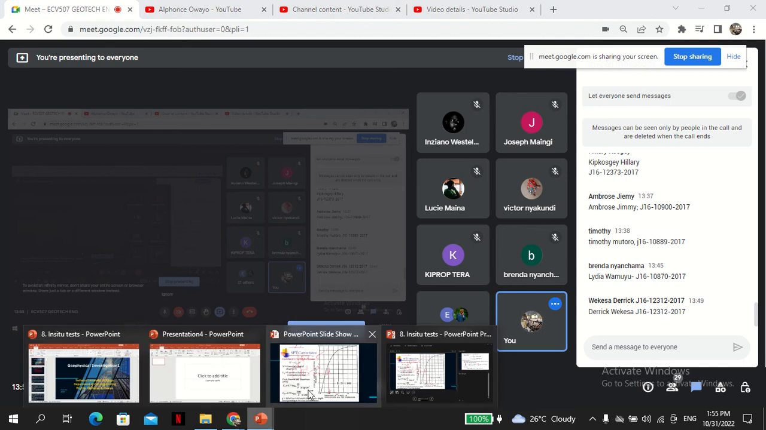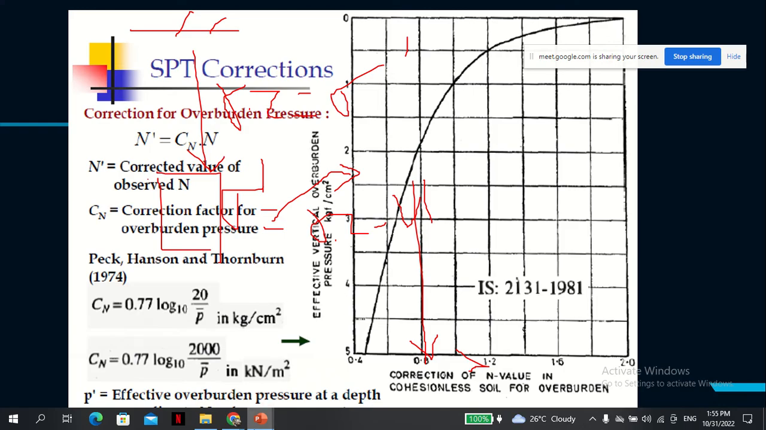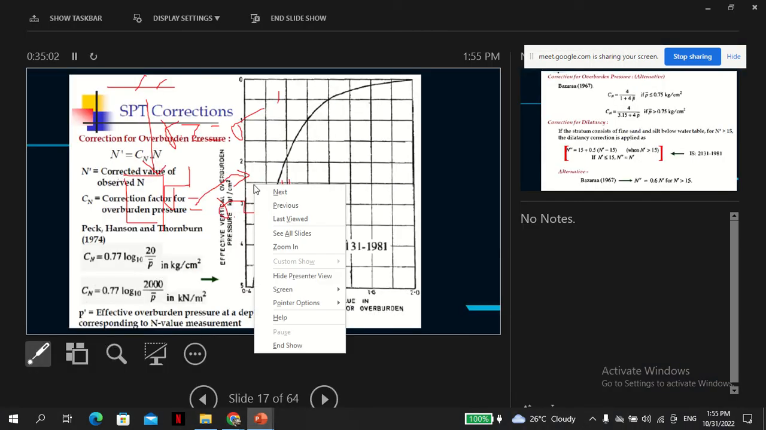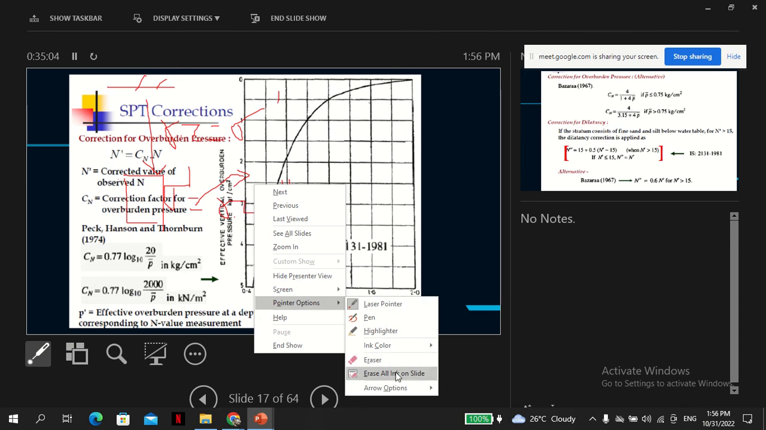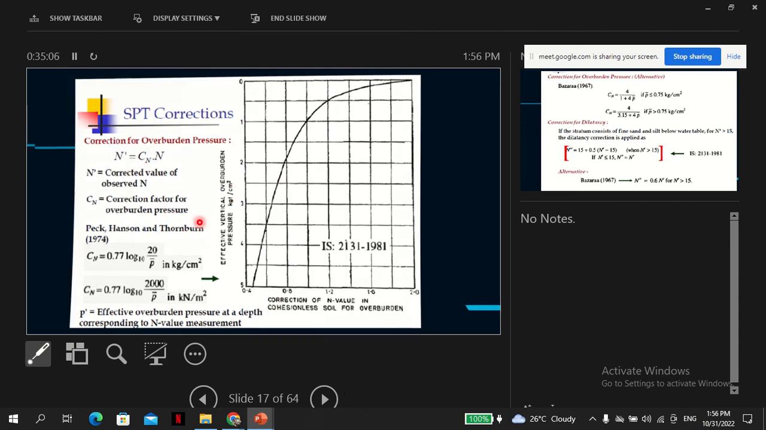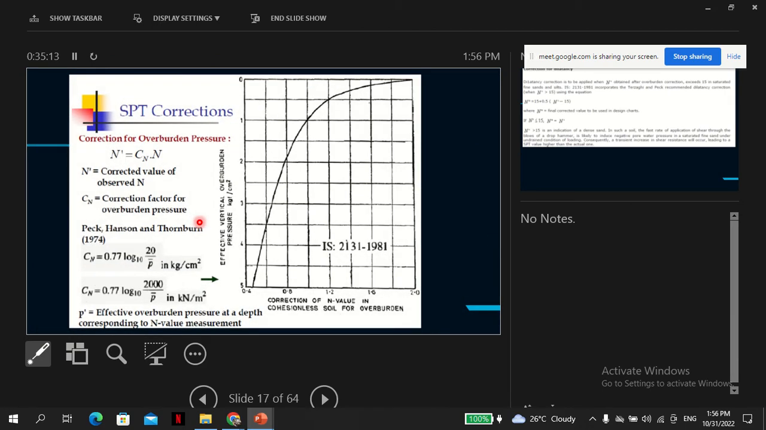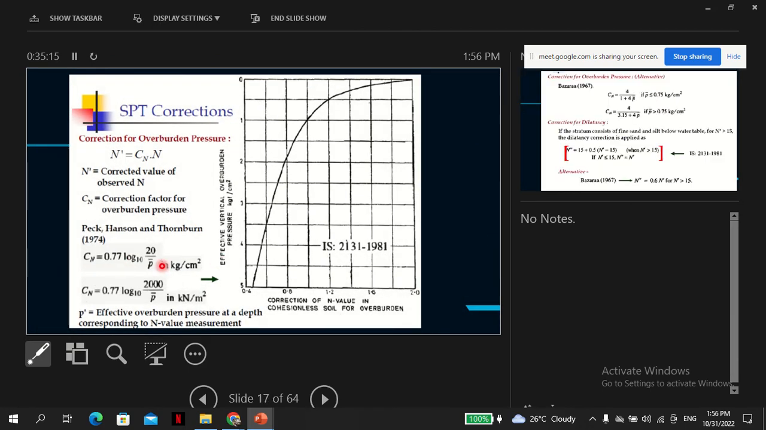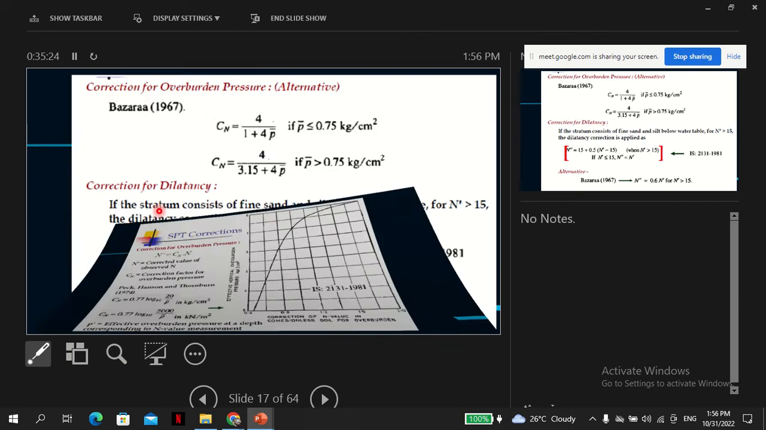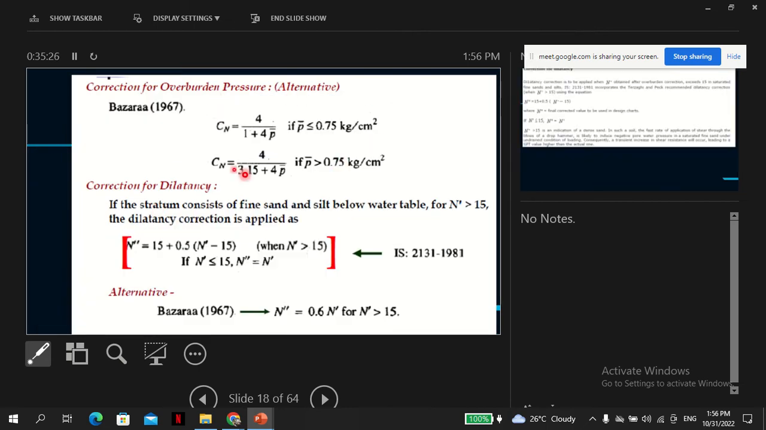Okay, unless there's a question, so that's SPT correlations. These are others. You can see that there is no universal agreement on how to correct for this. It's a big debate. Hopefully those values are not very different. You can try for yourself in your free time.